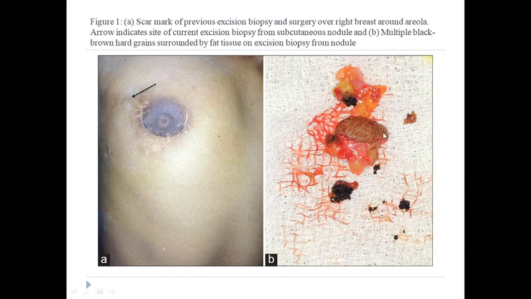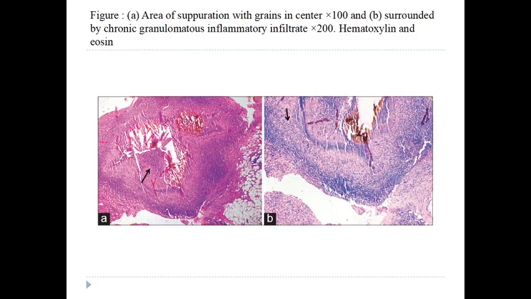And in the second picture, we can see multiple black brown hard grains surrounded by fat tissue on excision biopsy from a nodule. So this must be a case of eumycetoma with black grains. When we do the histopathology, we send the skin biopsy for histopathological examination, and on histopathology we can demonstrate these grains in the histopathological section. As we can see in this photomicrograph, the central part of this picture is brownish, which is a grain, surrounded by chronic inflammatory infiltrate. Again, here the same thing.